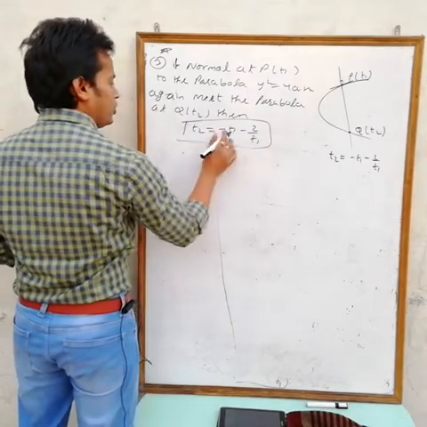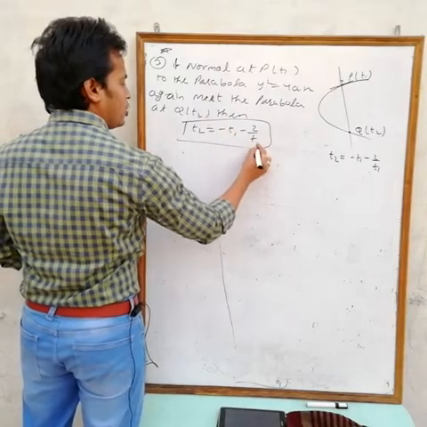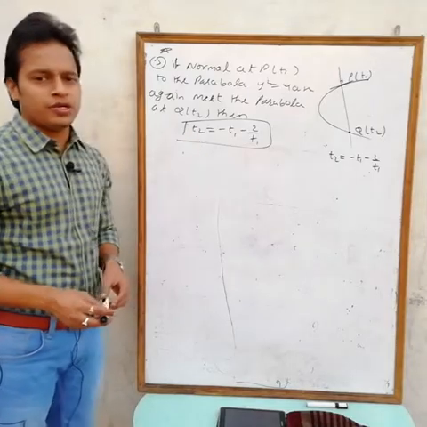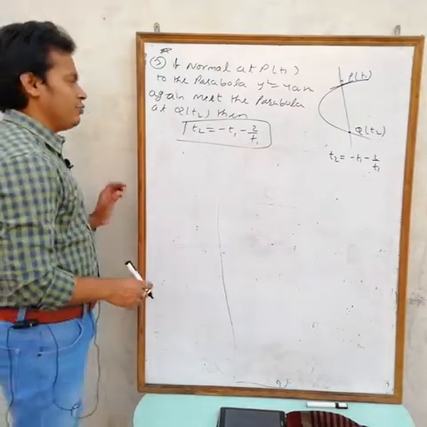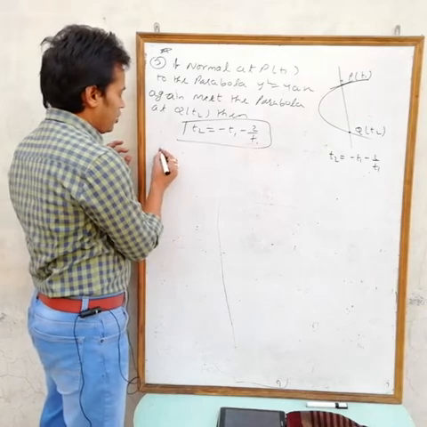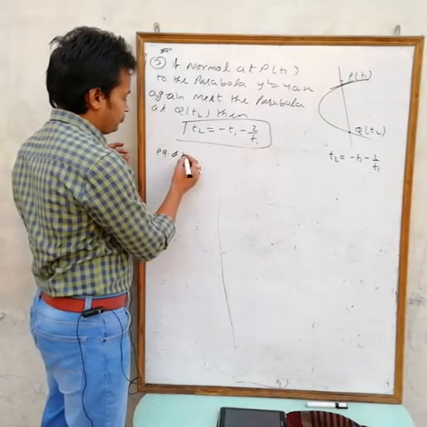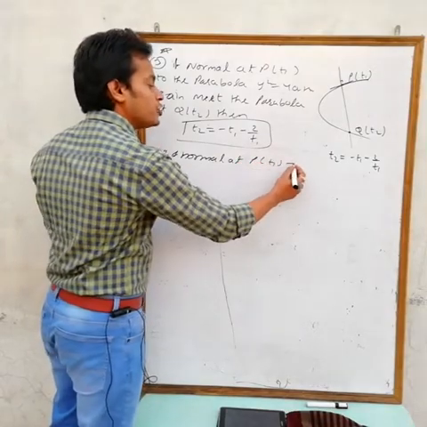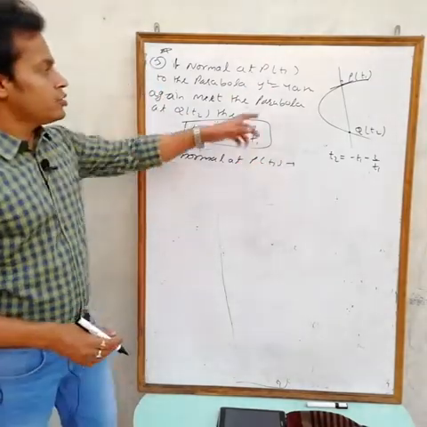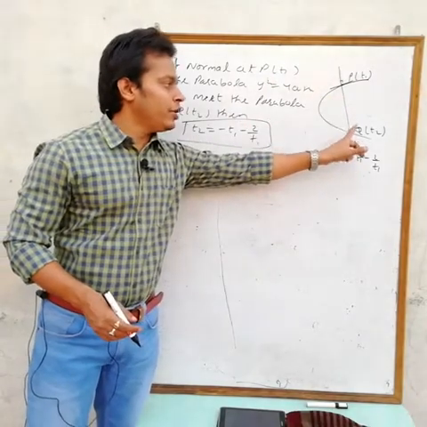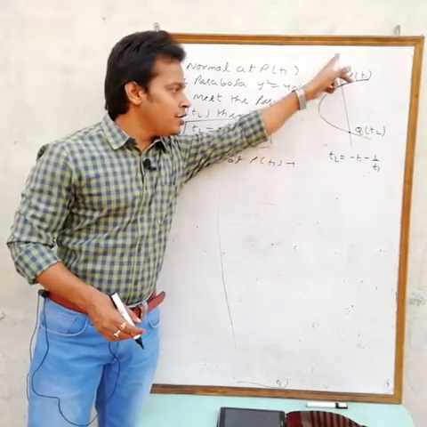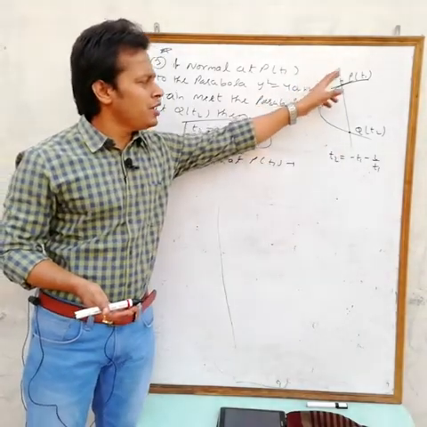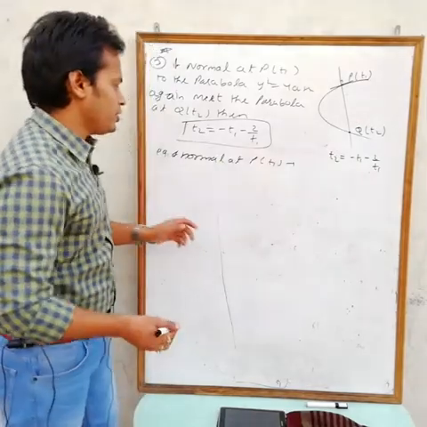Okay. Remember this one? Now, how can I say that we have a relation between T1 and T2, like T2 equals minus T1 minus 2 by T1? Just simply see. Equation of normal at P. First find the equation of normal, because this normal again cuts the curve at Q, it means this point Q lies on this line. So how to use this one? Just find the equation of this line and put Q. Okay, I am doing the same thing.